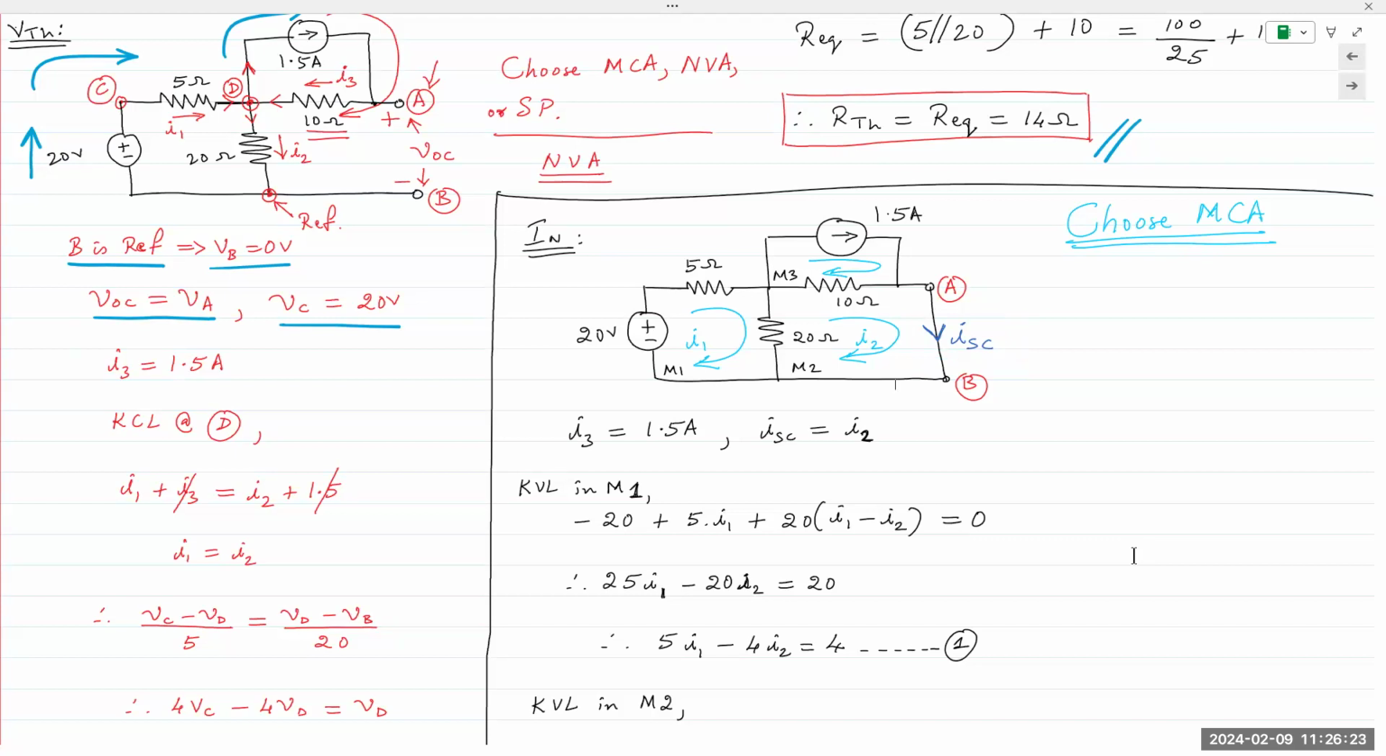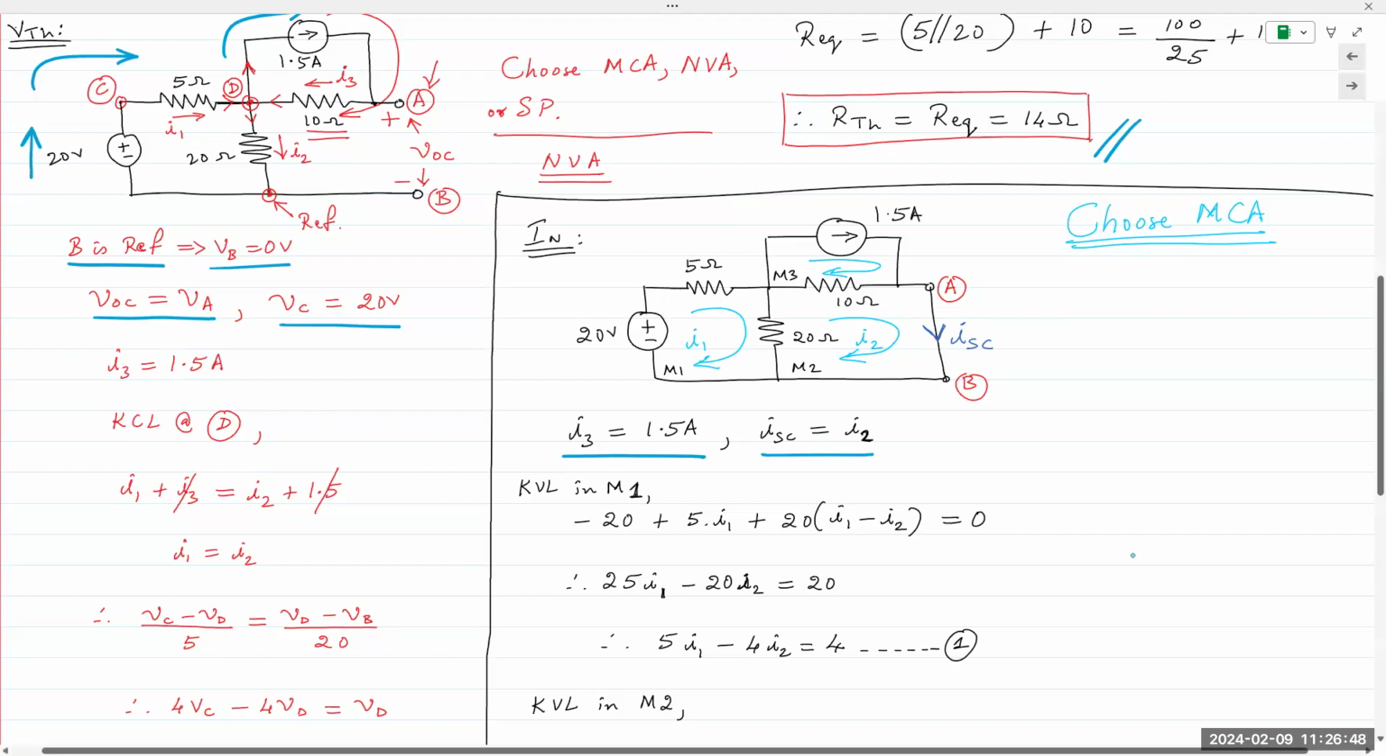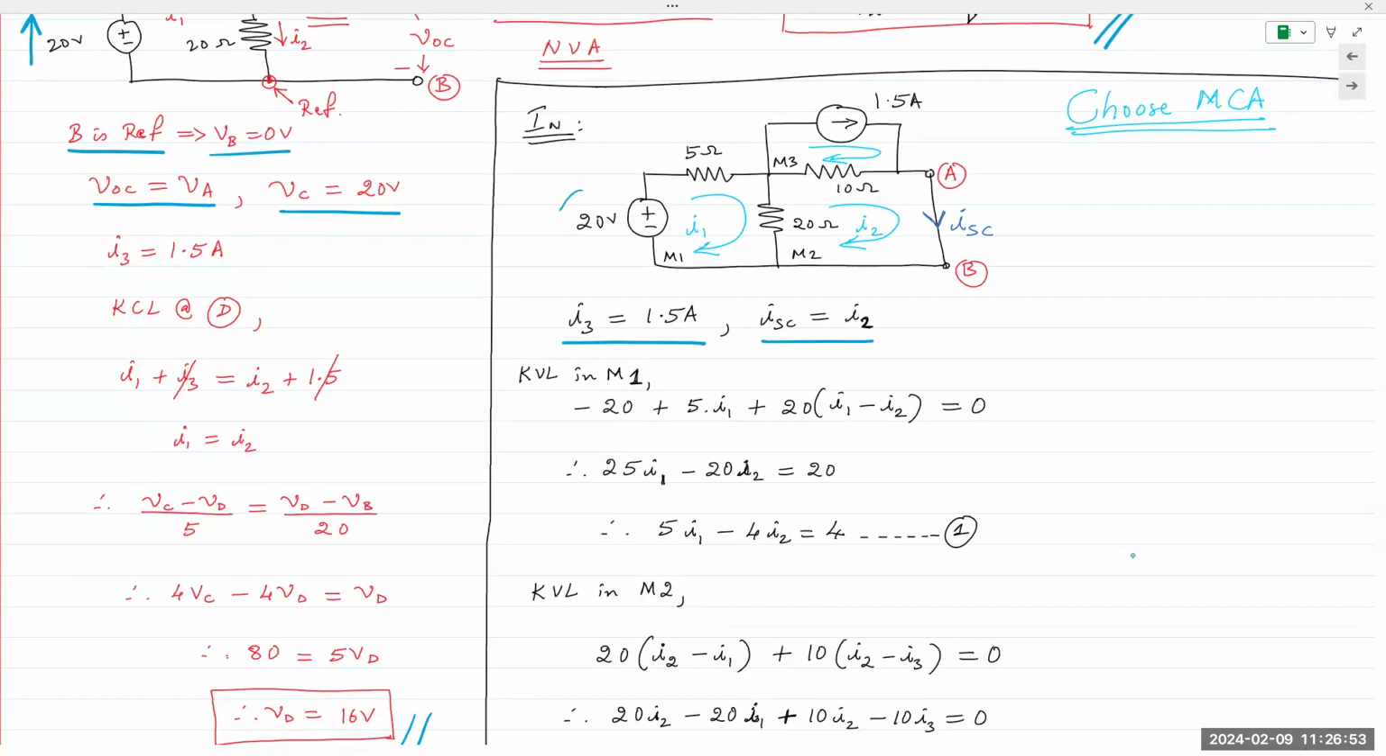Two observations at the top. Mesh current I3 has the same value as the 1.5 amp source. So I3 is 1.5 amps. Short circuit current ISC is equal to I2. Okay, short circuit current ISC is the mesh current I2. All right, so I'm going to apply KVL in mesh 1 and mesh 2. In mesh 1, I have 3 voltage drops, the 20 volt source, and the 5 ohm resistor, and the 20 ohm resistor.